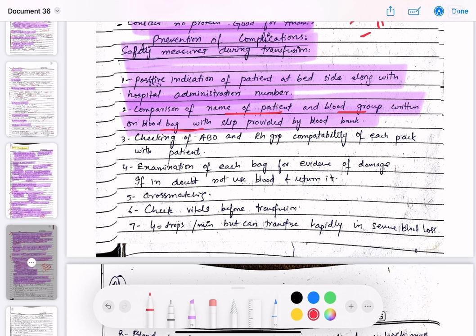Then checking of ABO and Rh group compatibility of each pack with the patient, and examination of each bag for evidence of damage. If in doubt, then do not use the blood and return it.